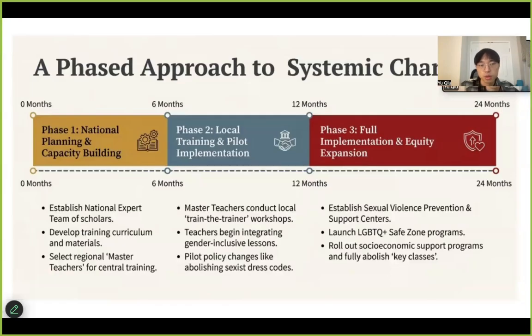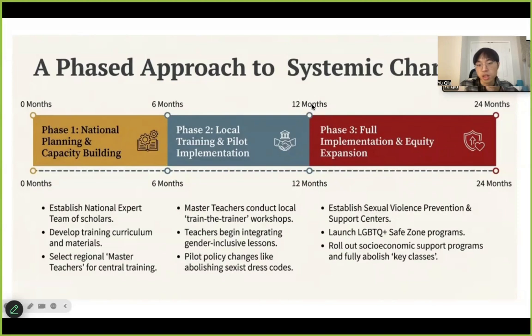So those steps will be phased. Phase 1 is national planning and capacity building. First, establish national expert teams of scholars, and then develop training curriculum and material. Select regional master teachers for central training. And then we move to phase 2, local training and pilot implementation. Master teachers conduct local train-the-trainer workshops, and teachers begin integrating gender inclusive lessons and pilot policy changes like abolishing sexist dress codes.